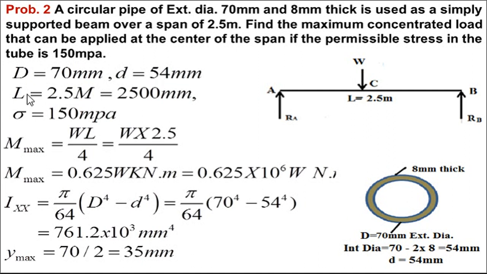Small diameter is 54 mm. Length is 2.5 meter, means 2500 mm because 1 meter is equal to 1000 mm. I have converted into mm. And stress is given as 150 MPa.